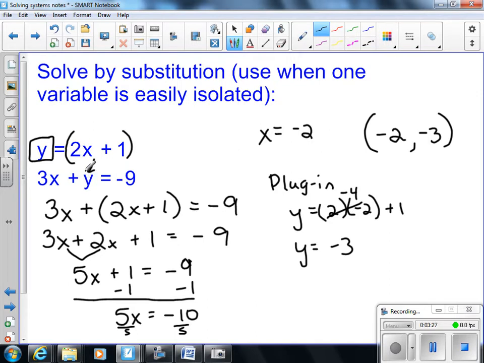Now, what does that mean? What's that solution tell you? That's where they're going to cross. You can think of it that way. Or if I put a negative 2 in for x and a negative 3 in for y, it would make it a true statement. It would also make this one a true statement. If I put a negative 2 in for x and a negative 3 in for y, it would make both of those true statements.